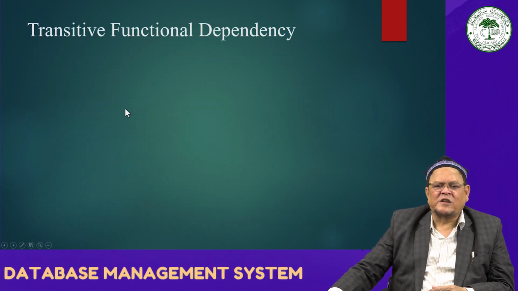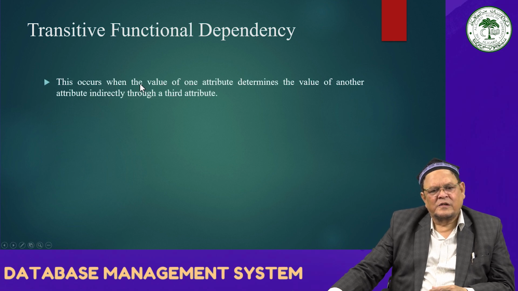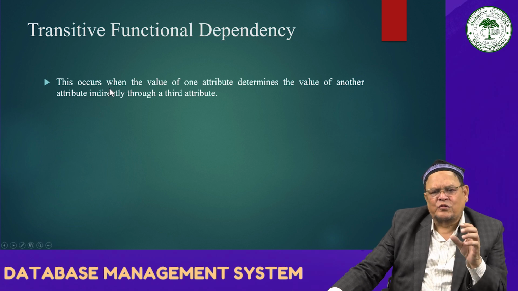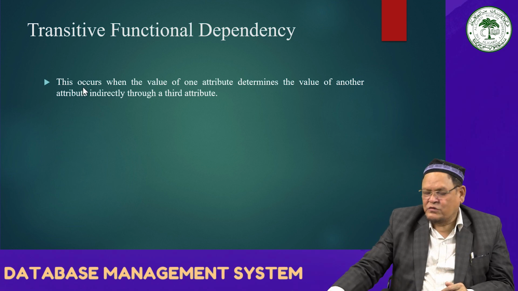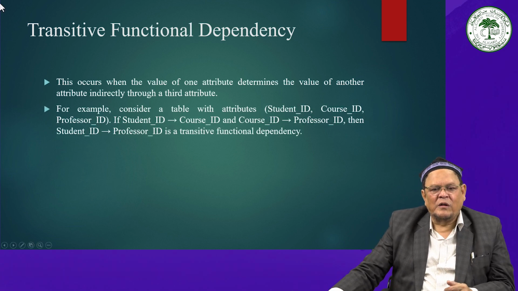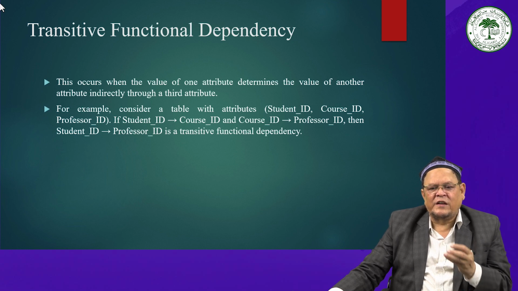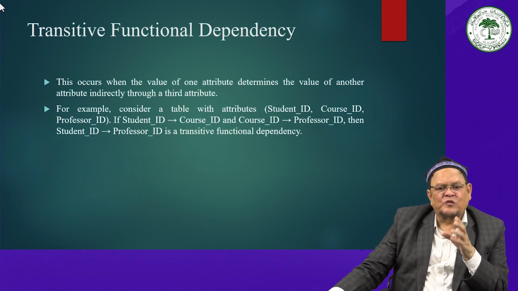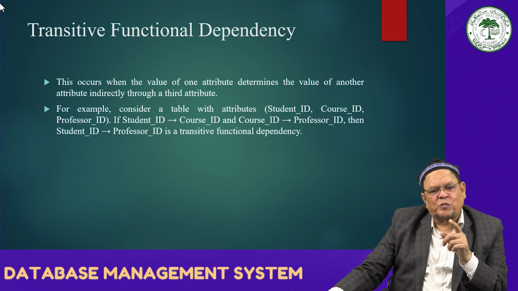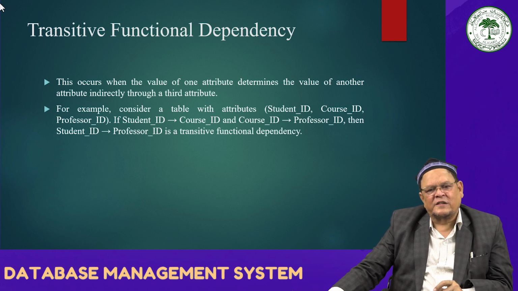The next is transitive functional dependencies. Transitive functional dependency occurs when the value of one attribute determines the value of another attribute indirectly through a third attribute. For example, we can say that a relation consists of attributes student ID, course ID, and professor ID. If student ID determines course ID and the course ID determines professor ID, then we can say that student ID determines professor ID is a transitive functional dependency.